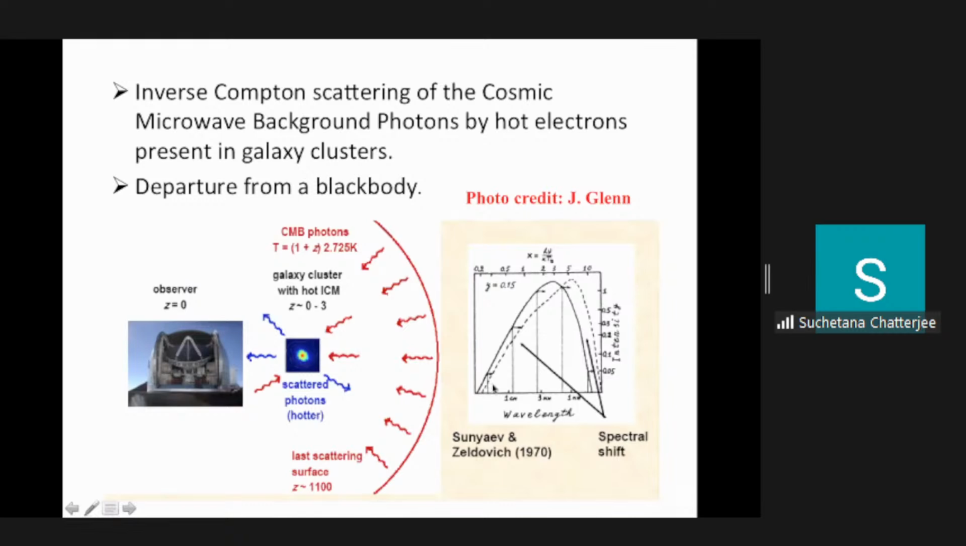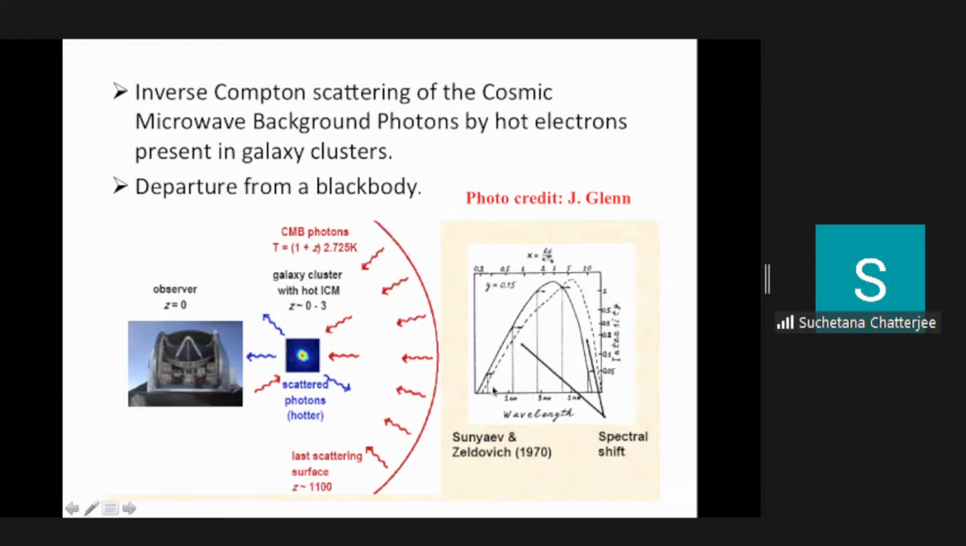Now all of them gain energy. So you can see that all the photons shifted to the lower wavelength. This is lower wavelength or higher frequency. X is this normalized frequency.